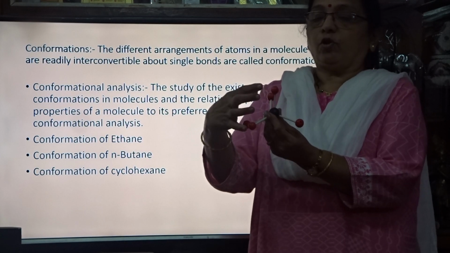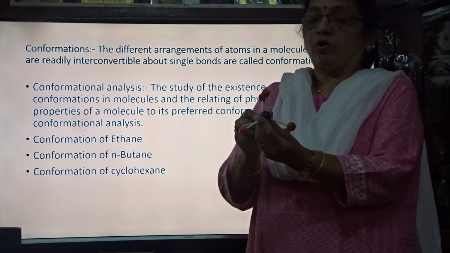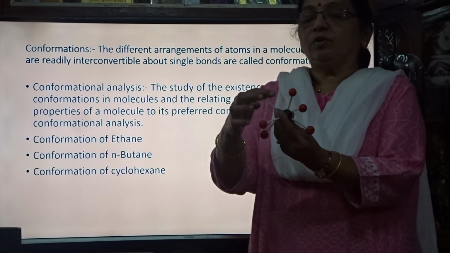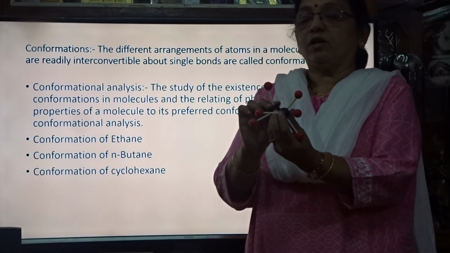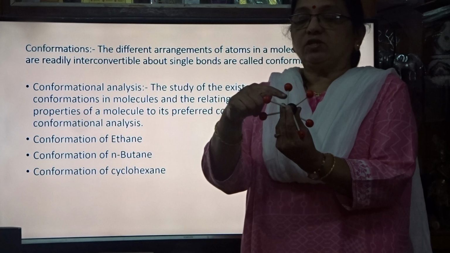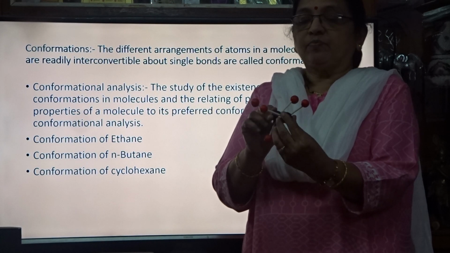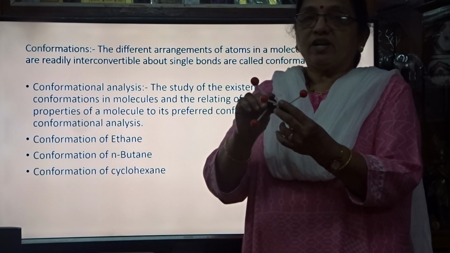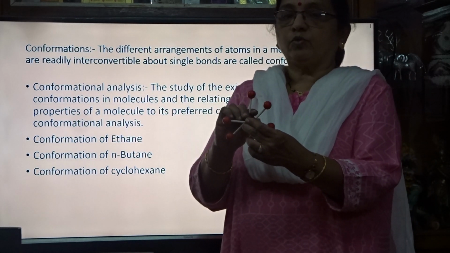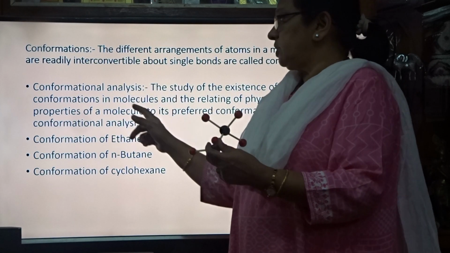We have studied this before also. This is known as the eclipsed position. Suppose we rotate it by 60 degrees, and the hydrogen comes in between the front carbon's hydrogens. This is known as the staggered conformation. Again we rotate by 60 degrees, then it is eclipsed, then staggered, then eclipsed. So we are rotating about the carbon-carbon single bond and getting an infinite number of positions. Any one position is known as a conformation.